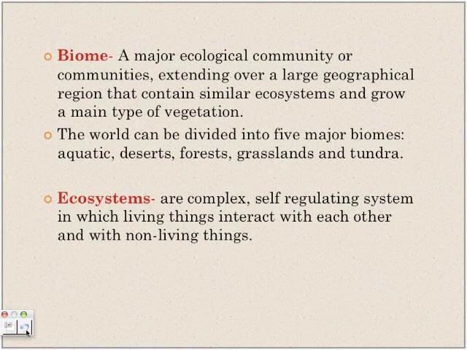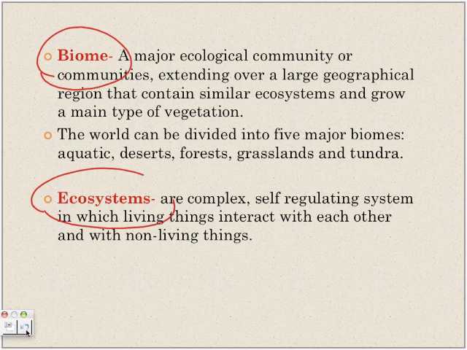Okay, so here's a really important definition. Biome: a biome is a major ecological community or communities extending over a large geographical region that contains similar ecosystems and grows a main type of vegetation. So the world is divided into five major biomes: the aquatic, desert, forest, grasslands, and tundra. An ecosystem, once again, is a complex, self-regulating system in which living things interact with each other and with non-living things.